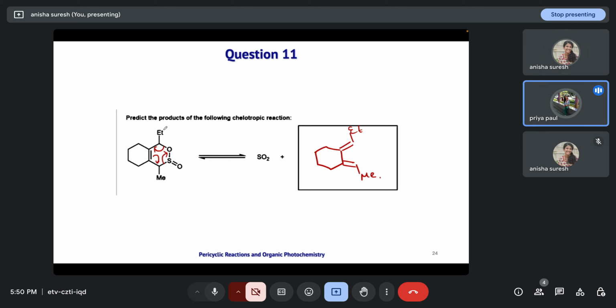If we knew the exact stereochemistry of this Et and Me, then according to Woodward-Hoffmann rules, we could predict it. Exactly, we don't know whether it is E or Z. Once the stereochemistry is given, according to Woodward-Hoffmann rules, we can predict the stereochemistry of these ethyl and methyl groups, whether it is E or Z, we can define after that. So this is how a chelotropic reaction is taking place.